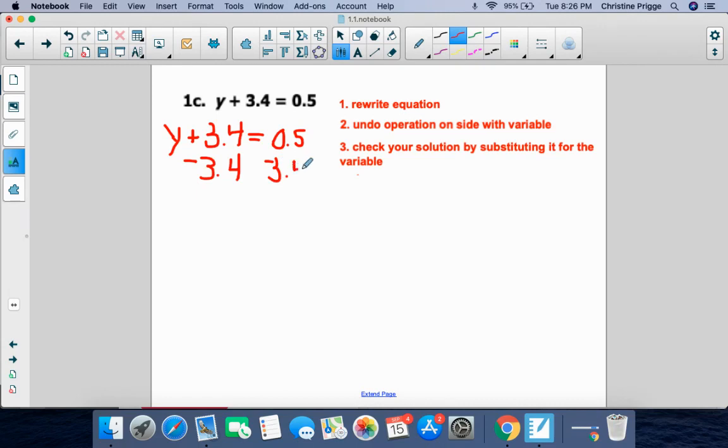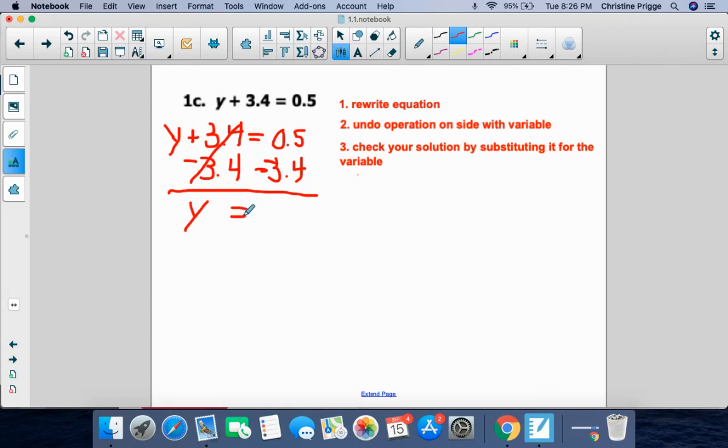It's a little difficult, but I'm getting it done here. I'm going to make it look nicer. I'm going to make that part of my 3, and there's my negative sign. Okay, so here's my equation. I notice that I have my y by itself because 3.4 minus 3.4 actually makes 0. I'm just going to even cross it off.